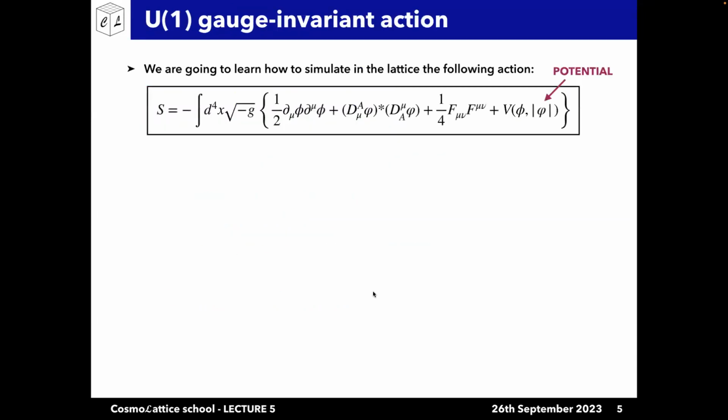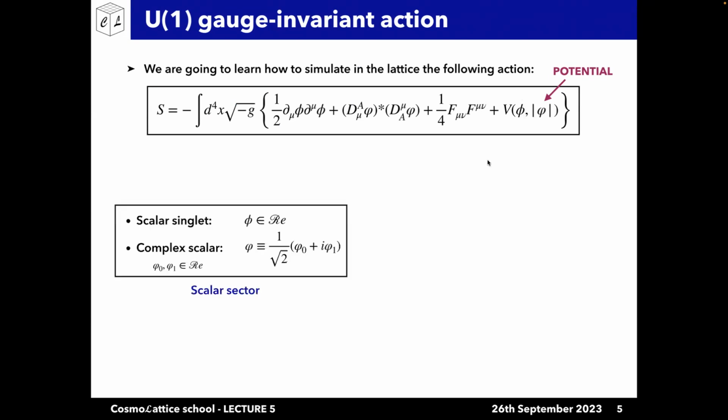So let's start with the equations of motion. We are going to learn how to simulate on the lattice the following action. This is the same action as before. I have just included, for completeness, a scalar singlet phi. This is a singlet, and the potential will depend on the scalar fields that you include here. In this case, it will depend on phi and the absolute value of the complex scalar.